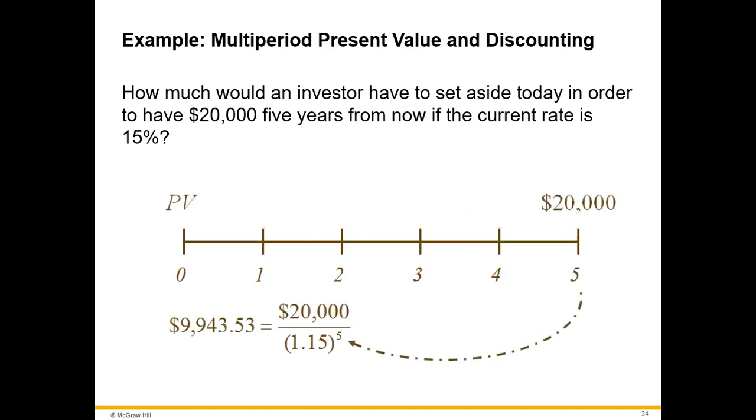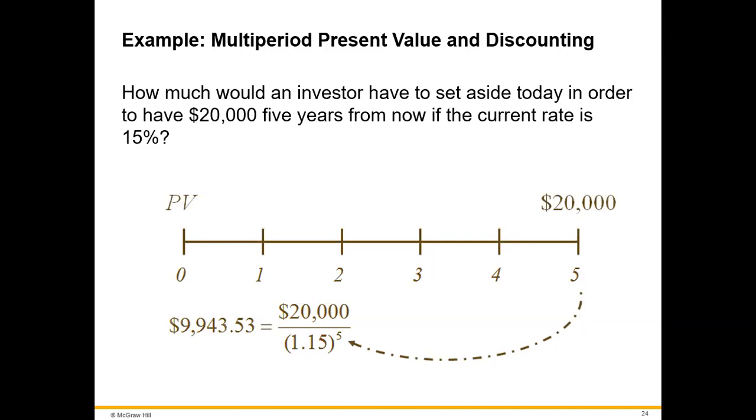So take a look. How much would an investor have to set aside today in order to have $20,000 at the end of 5 years from now if the rate is 15%? Well, remember what I said. Your formula says take 20,000 divided by 1 plus their rate to the number of periods power. So it'll be 1.15 to the 5th power. Get that result first, and then divide that into the 20,000.